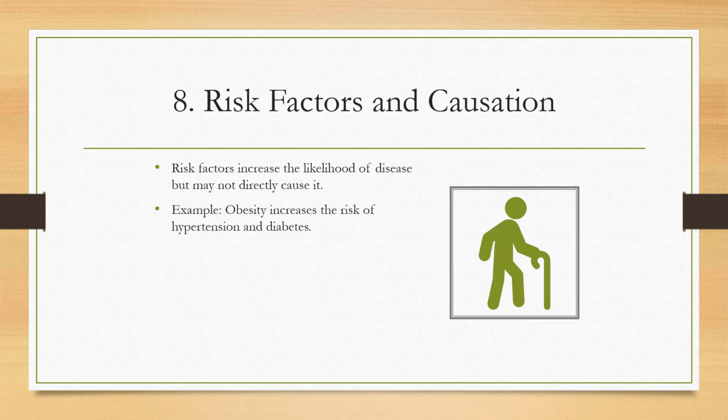There are many examples. One of the important examples is obesity. Researchers show that obesity increases the risk of diabetes, hypertension, heart disease, and stroke. Excess body fat contributes to inflammation and insulin resistance, which can damage health over time.